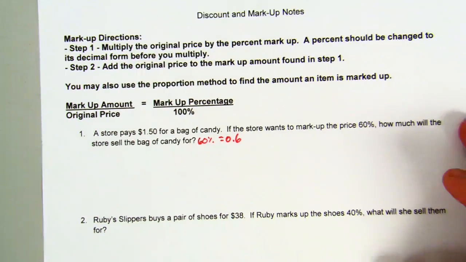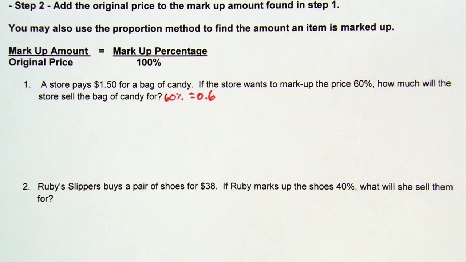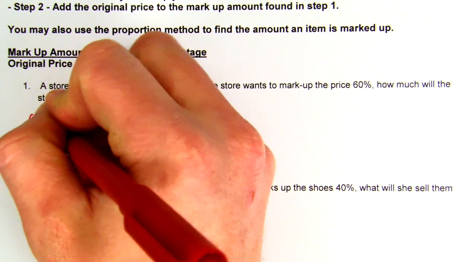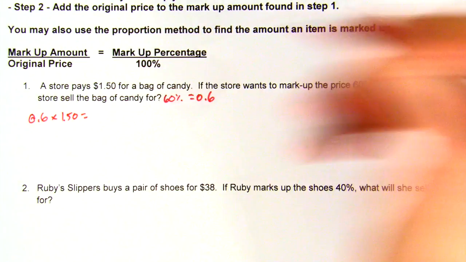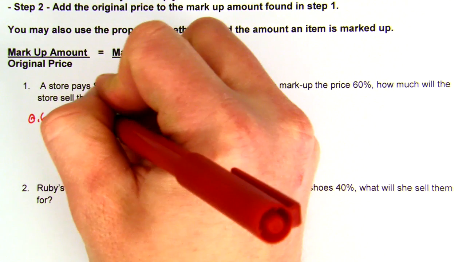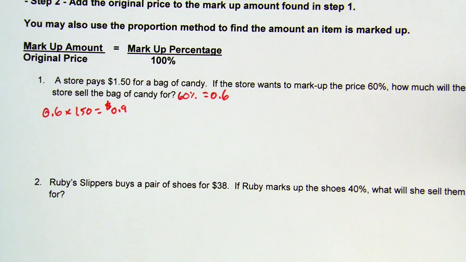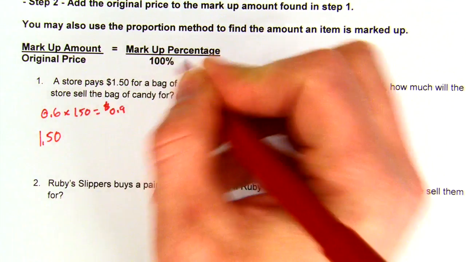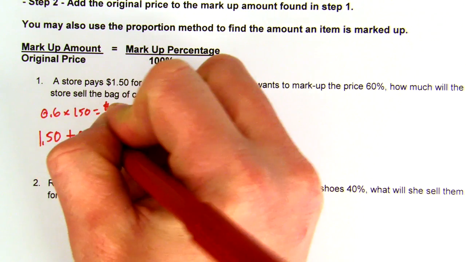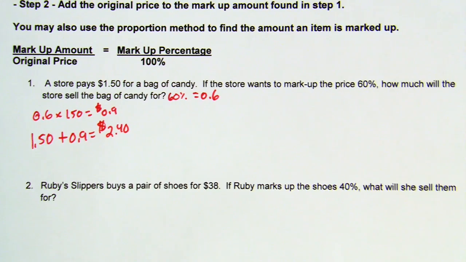Alright. Next I'm going to go ahead and multiply that percentage, so 0.6 times my original price of $1.50, and that equals 90 cents. I'm then going to take that 90 cents, which is my markup amount, and add it to the original price, which is $1.50. So $1.50 plus 90 cents equals $2.40 is my answer.